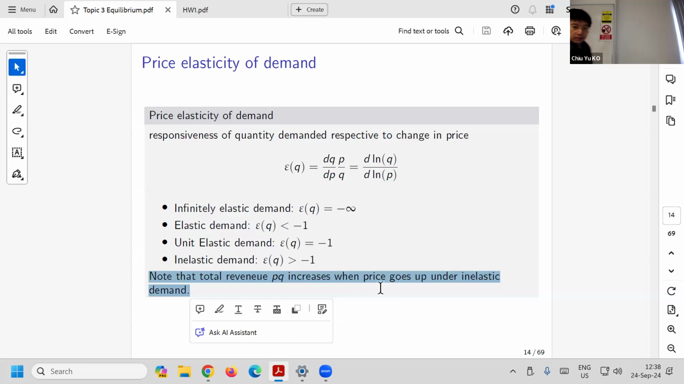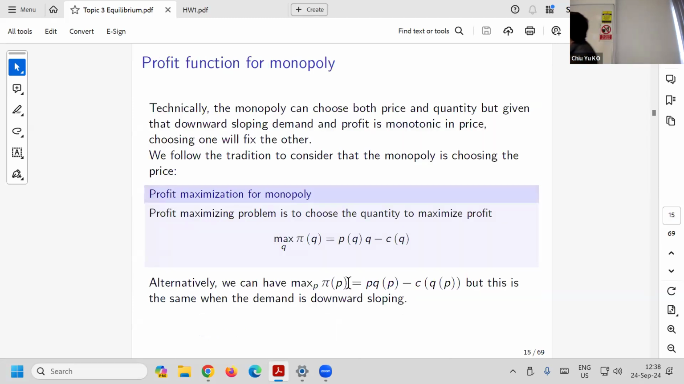Now, why is this important? Because this is also important in antitrust and all the other analyses when you have a monopoly. Technically, as a monopoly, you can choose both price and quantity because you face the whole market. But because of the downward sloping demand, choosing P and Q is the same as choosing Q or choosing P, the same thing, because there's only one thing you can do.